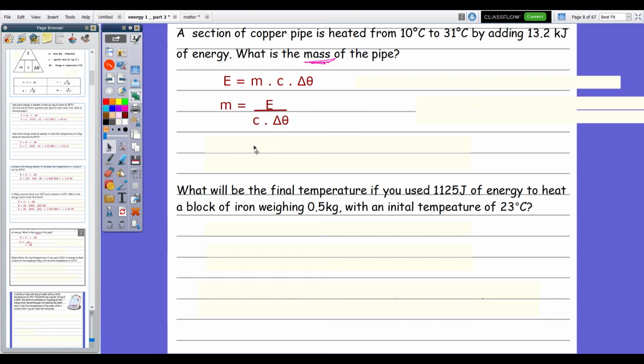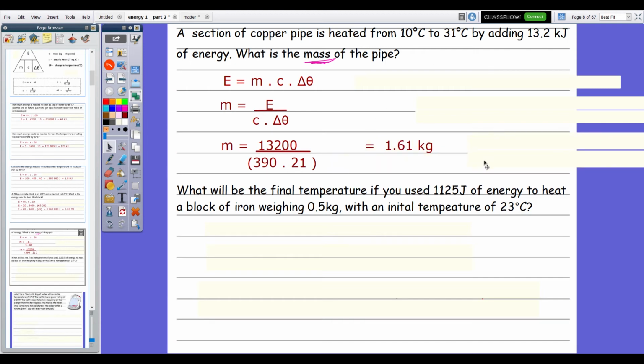Put the numbers in. What's E on the top? Well, E's 13.2 kilojoules. So that's going to be 13,200. The bottom numbers are C, 390. That's the specific heat capacity of copper. And then I've just done a calculation here in my head. 10 to 31. That's a temperature change of 21 degrees. Must have been 1.61 kilograms.